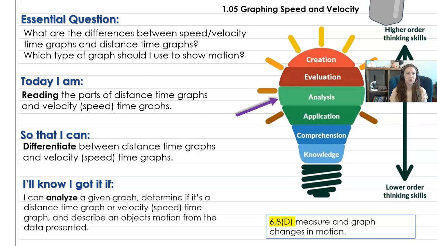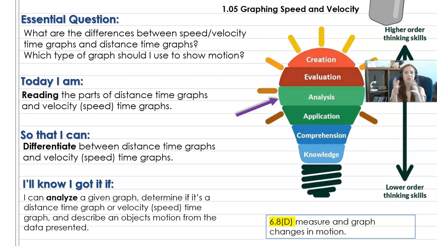Your essential questions for this lesson are: what is the difference between a speed or velocity time graph and a distance time graph? Now, speed and velocity time graphs are essentially the same thing. They're called either speed time graphs or velocity time graphs. Remember, speed and velocity are very similar. Velocity is speed plus a direction. And on a graph, we don't see the direction on these types, so that's why those names are used interchangeably.